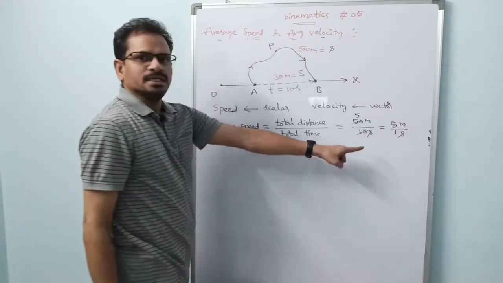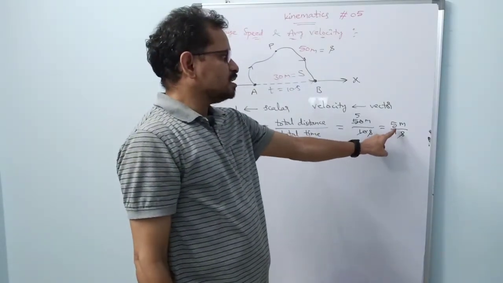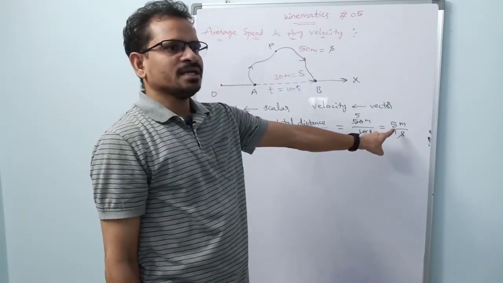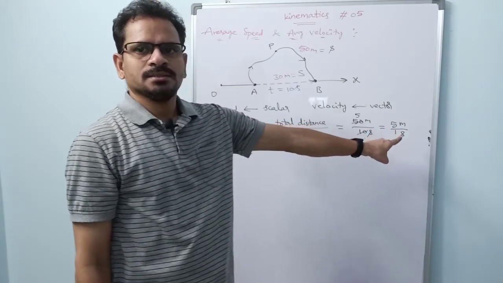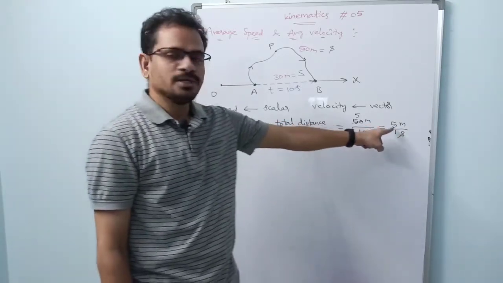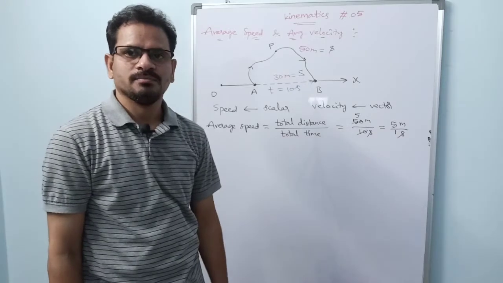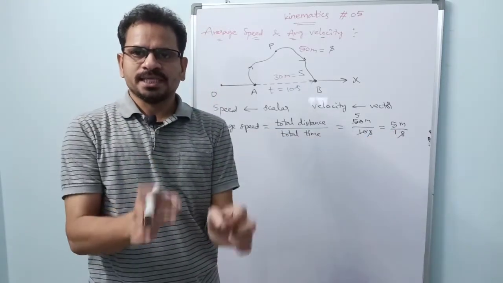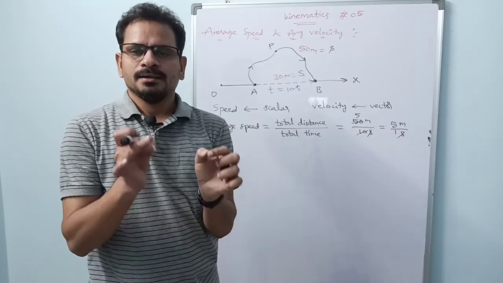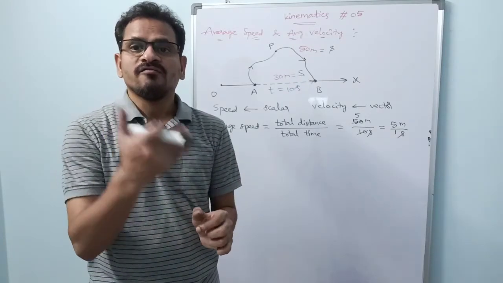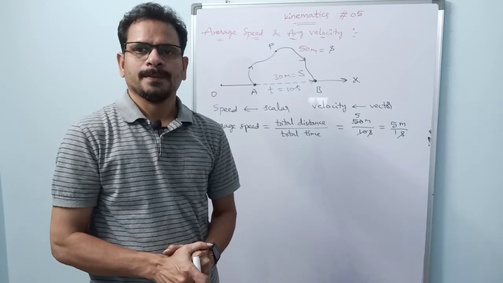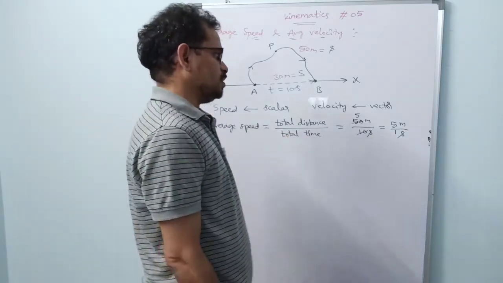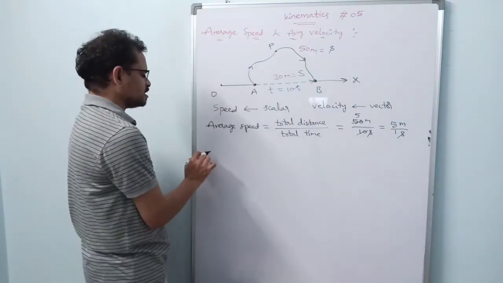See here, in 1 second how much distance is the particle traveling? 5 meters. So that is the average value, because it is the value corresponding to 1 second. So in 1 second the particle has to cover 5 meters. Okay, that is the average value. Now let us check what the average velocity is here.